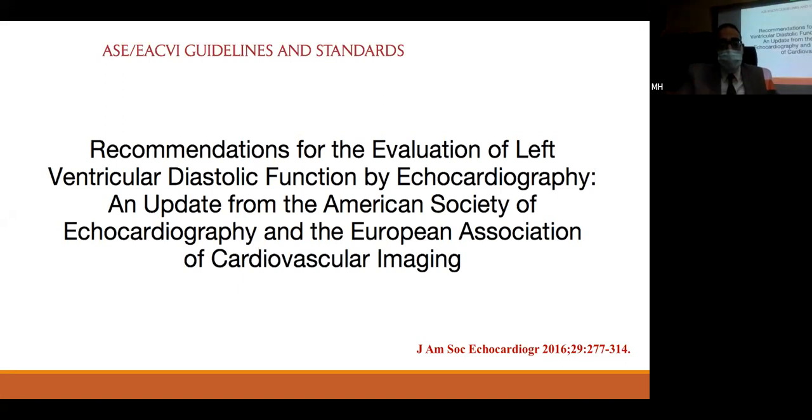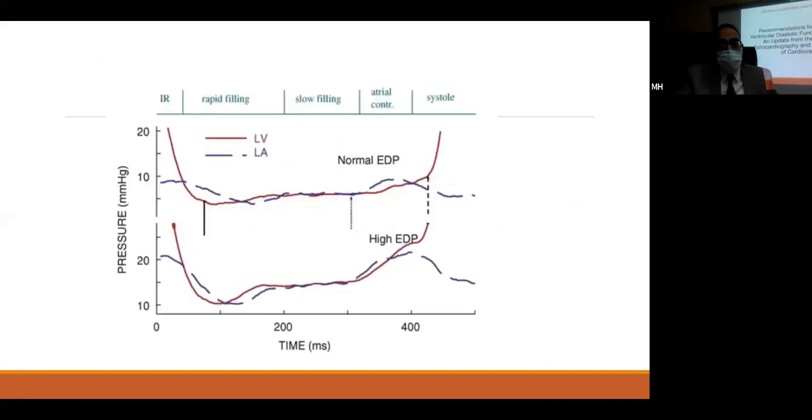We know that there are 4 phases of diastole, started by the isovolumic relaxation phase, and then there are 2 filling phases, the rapid filling phase followed by the slow filling phase, and the 4th phase is the atrial contraction. It's evident here in a patient with a normal end diastolic pressure, but here the pressure volume loop shows high end diastolic pressure.